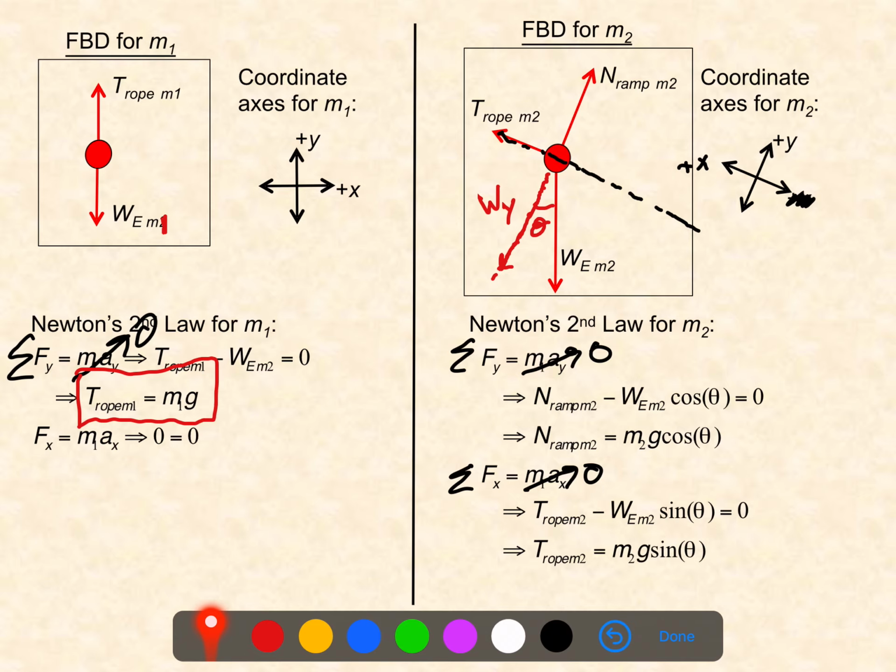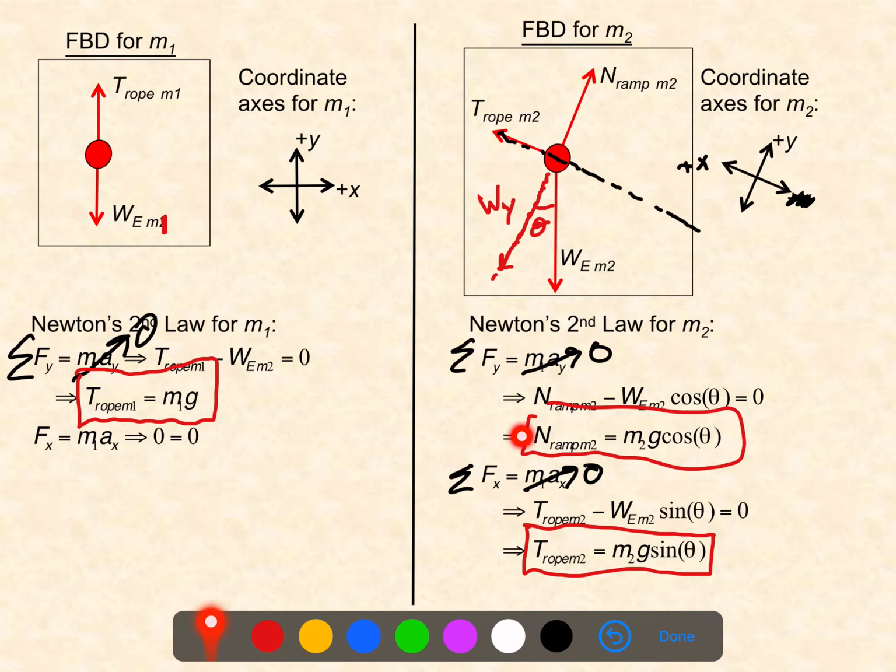Okay, so we might be wondering at this point, I've got right now 3 equations. What do I do with these? Remember that we're trying to solve for the angle theta that's going to achieve the condition that the mass 2 slides down the ramp at a constant speed.